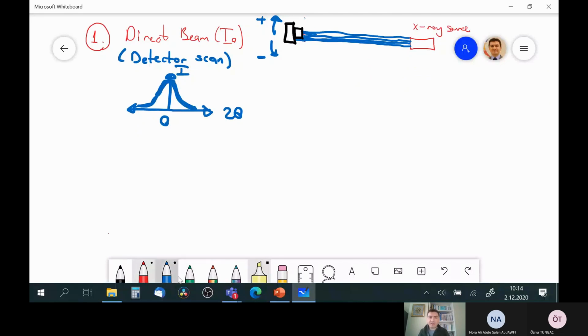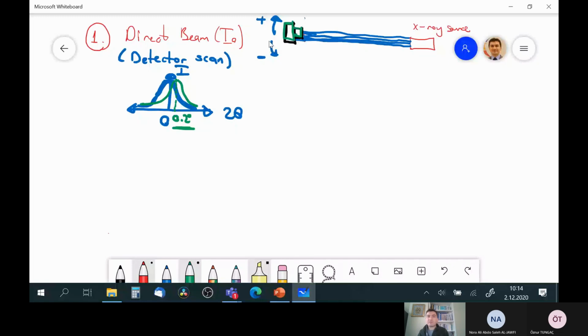But if the detector is not staying at the right position, for example, if the detector is staying like this, let's say 0.2 degrees, you cannot judge this 0.2 degrees by eye. So this is the position of the detector.